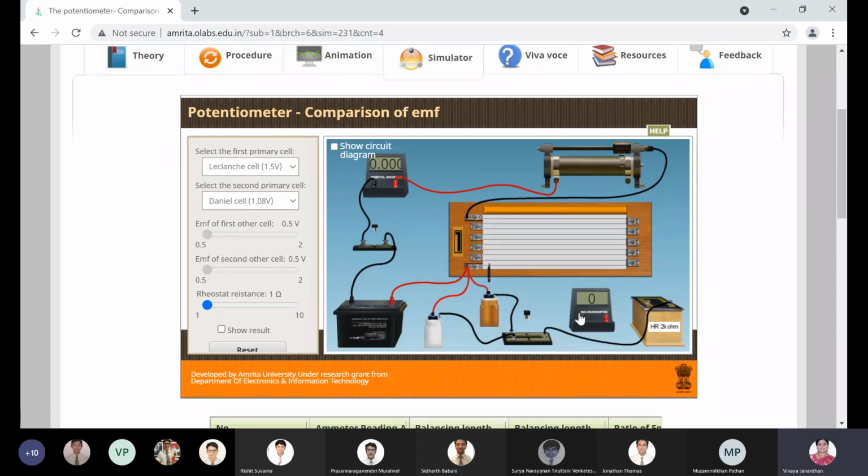And to the resistance to the negative terminal. It's wrong to connect it to positive terminal. Actually, in lab, it should be negative terminal of your galvanometer. Then from the positive terminal, you should go to the jockey. Here it's showing the other way.